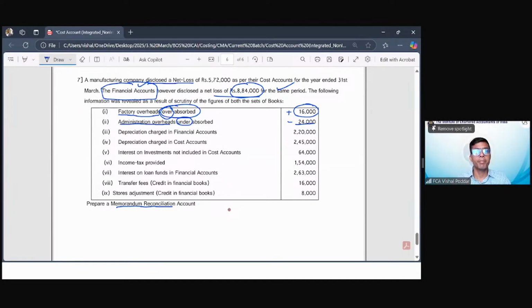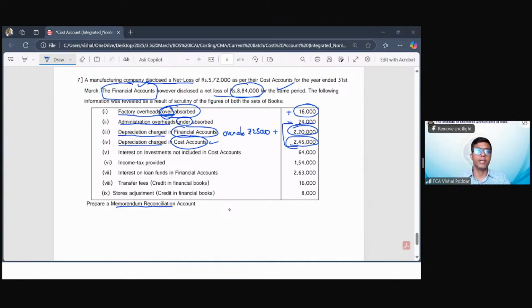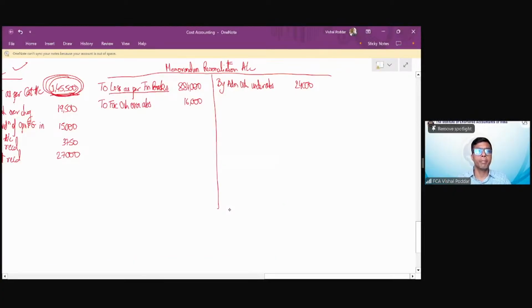Next, depreciation in financial books is 220. In cost books, the same thing is 245. Now here, they have given you expense of both the books. You have to find out yourself whether it is under or over absorbed. Now, as you can see in cost account, the expense is higher. I will say it is over absorbed by rupees 25,000. Now, what we did for over absorbed, we have added the difference. So again, to depreciation over absorbed difference.